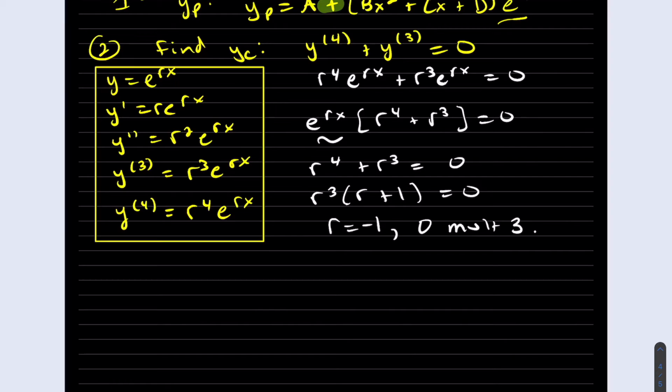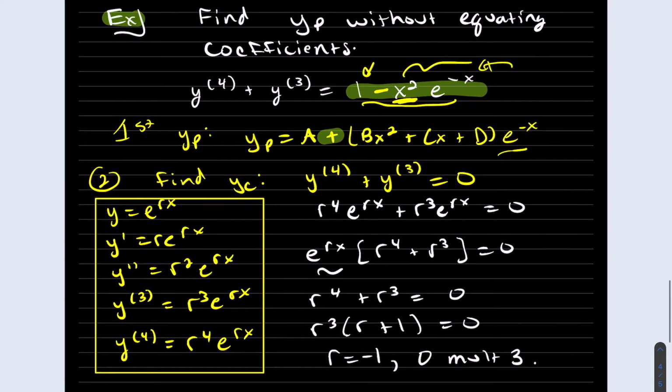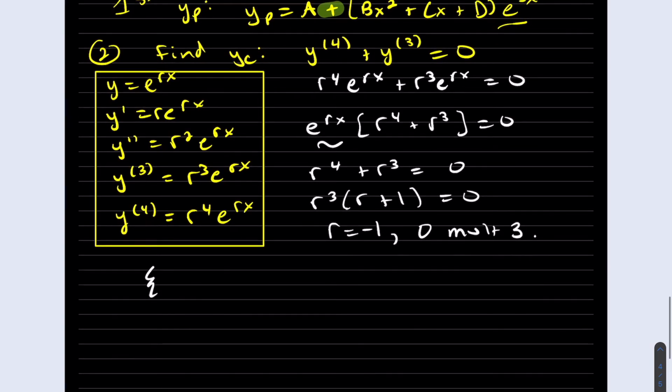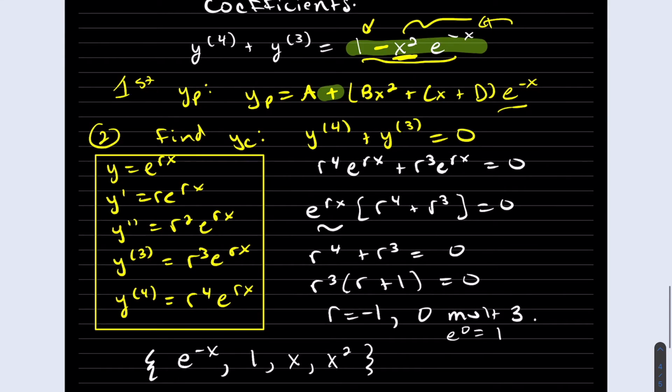So we definitely do need to have 4 independent solutions because it's fourth order. So my fundamental set is e to the minus x, and then e to the 0x is 1. So 1, and then we multiply that one by x, and then we multiply it by another x, and we have our fundamental set with 4 independent solutions in there. So now let's look at our first guess right here.